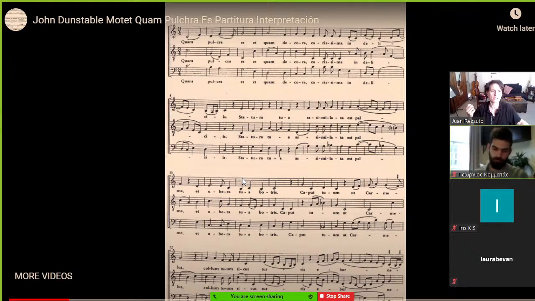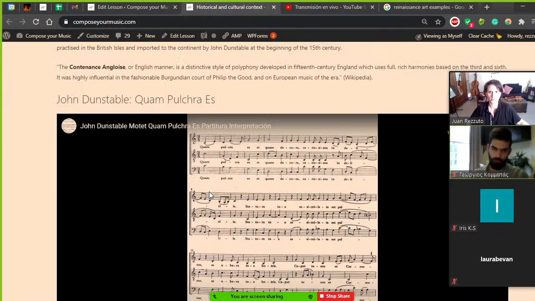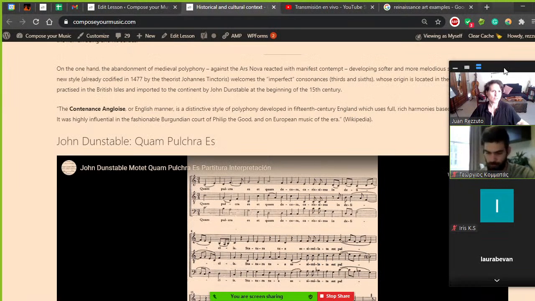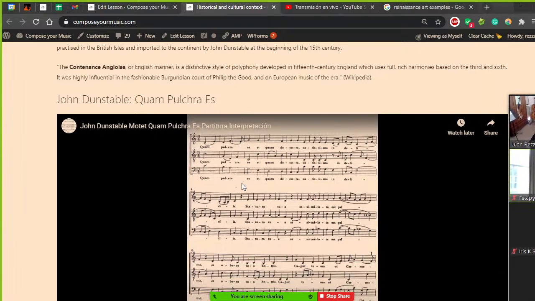We also see what we call suavitas. It's something more melodious, more pleasant to the ear. The thirds and sixths added that to the music. The Contenance Angloise, or English manner, is a distinctive style of polyphony developed in 15th century England, which uses full, rich harmonies based on the third and the sixth. It was highly influential in the fashionable Burgundian court of Philip the Good, and on European music of the era. Just a little quote from Wikipedia.